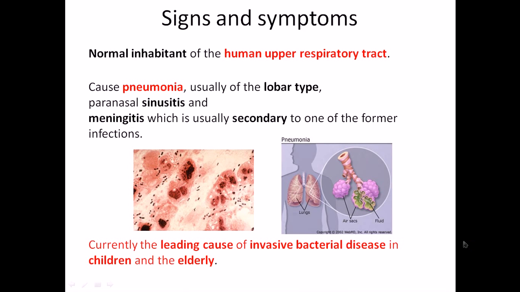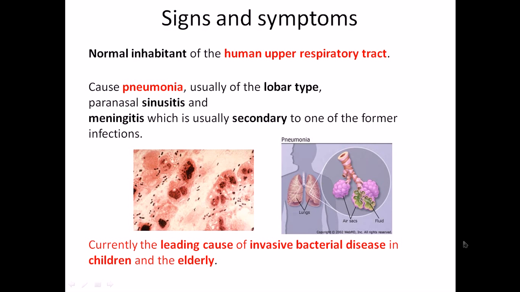So let's begin. First thing, the signs and symptoms and the type of diseases they cause. Now normally Streptococcus pneumoniae are normal inhabitants of the upper respiratory tract of the human body. They normally reside there just like normal flora, but they are opportunistic pathogens in nature. So sometimes they can cause infection, they can cause diseases when situations turn in their favor in many aspects, right? And the pneumonia they cause is usually of the lobar type.